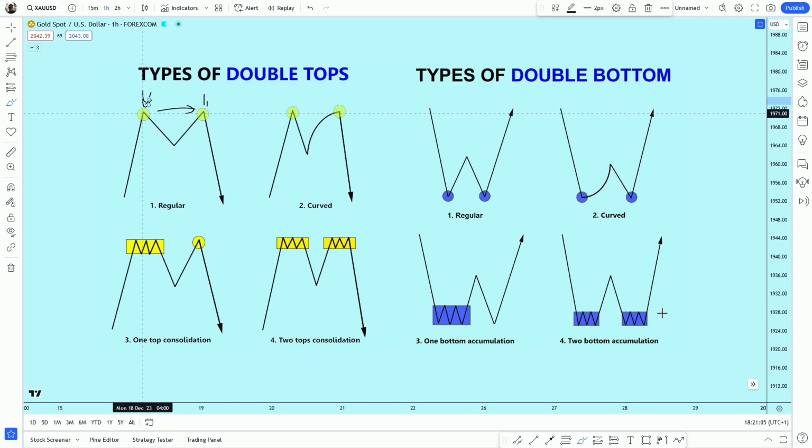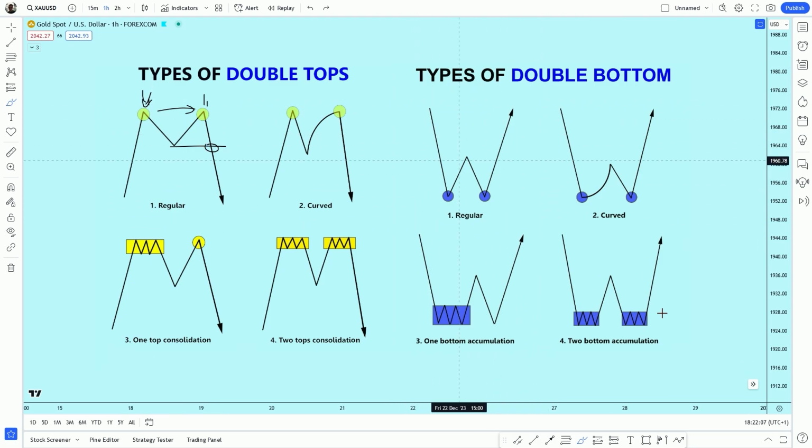So we have this first top formation, then pullback occurs, then price goes up again to test this previous high. After that, I look for a bearish confirmation and then price goes down. But first it breaks this neckline here. So when a double top occurs, we have one top, we have second top, and we have a neckline. It's important to understand the double top is a reversal chart pattern.